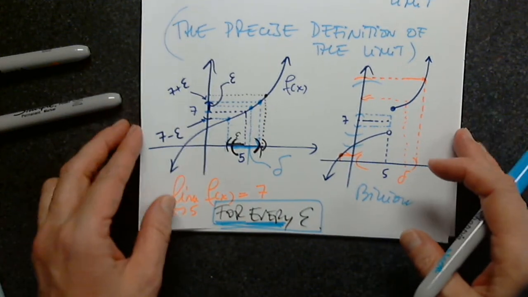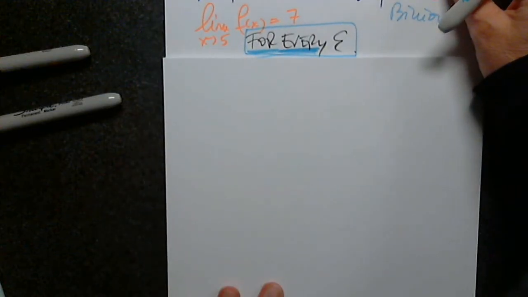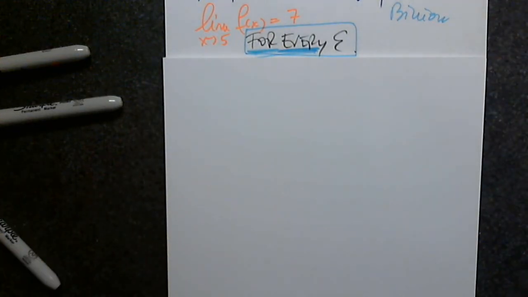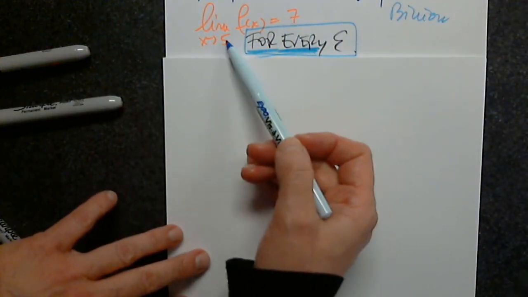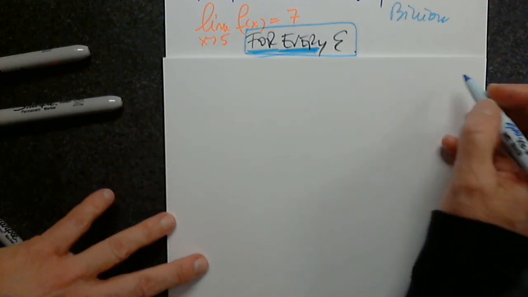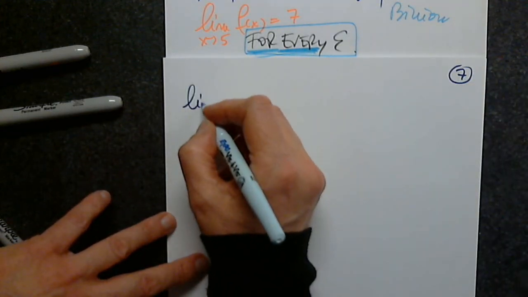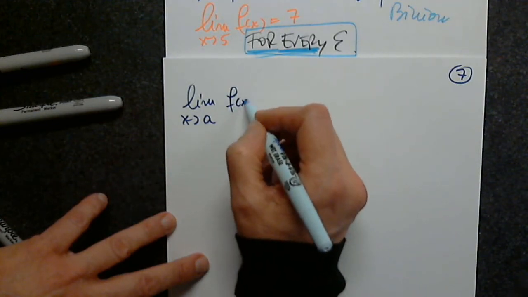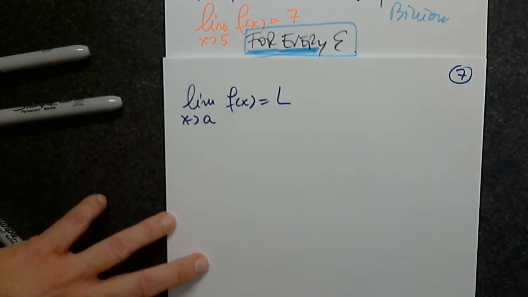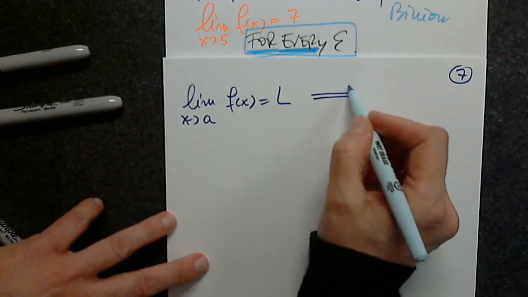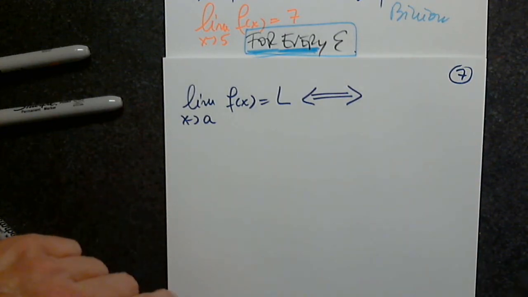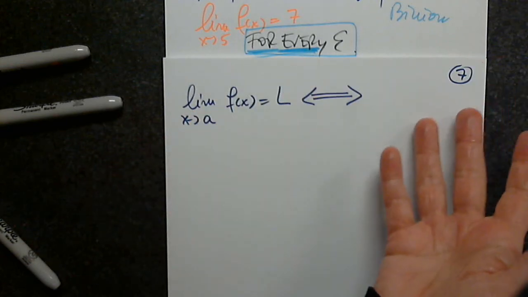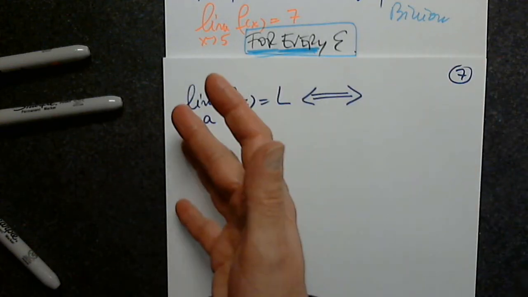Okay, how do we write this and put this in writing? So first in plain English. And now I'm going to use L for this and A for that, because it works for anything. So limit as x approaches a, in general, of f of x is L. And this is the double equivalency symbol, meaning from left I can get the right, from right I can go back to the left.